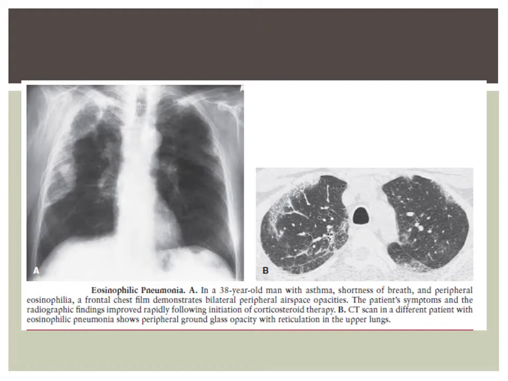So you can see here peripheral nodular opacities, parallel to the chest wall, parallel to the pleura, indicating ground glass, eosinophilic pneumonia.